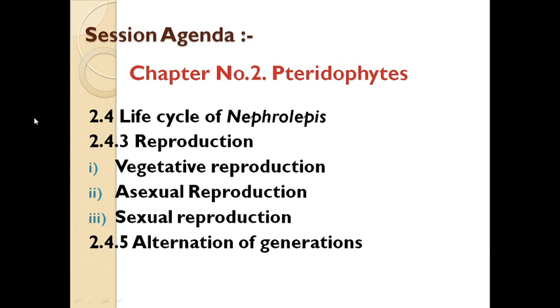So the student session agenda of today's lecture is chapter number 2, Pteridophyte, the life cycle of Nephrolepis. Within that we focus on the reproduction. Within the reproduction we will see the vegetative reproduction of Nephrolepis, asexual reproduction of Nephrolepis, sexual reproduction and alternation of generation in Nephrolepis. So students, all these points we will cover in today's lecture.